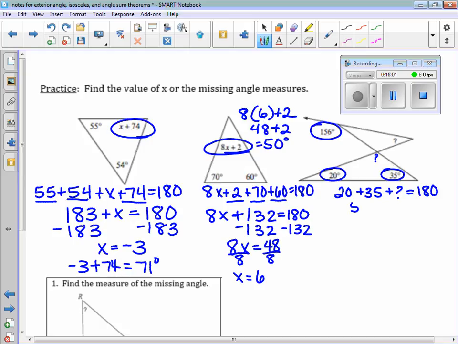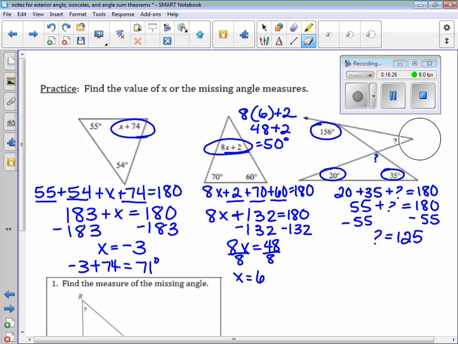20 plus 35 is 55. Subtract 55. 180 minus 55 is 125. So this angle right here is 125 degrees. Well, if I know this one is 125, I know this one is 125.